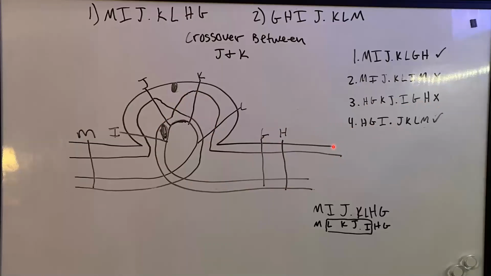And last, we're going to be looking at H, G, come up, then we have I, centromere, J, K, L, and M. And that is a viable gamete because there are no duplications or deletions.